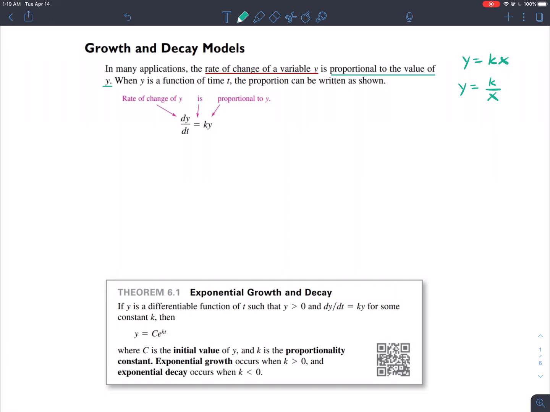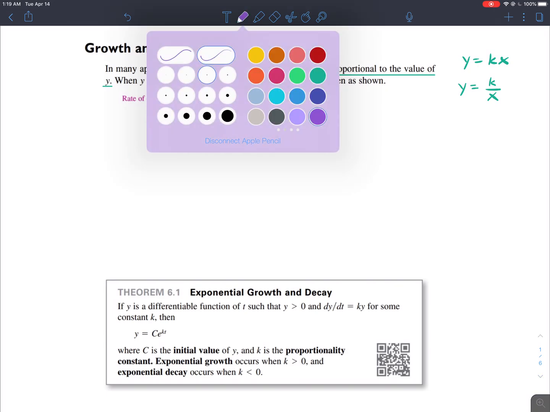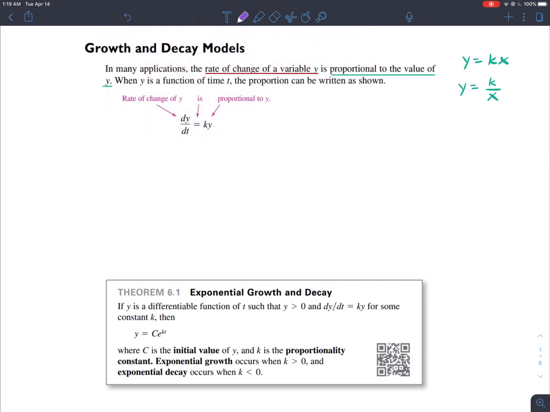If I separate the variables, I'm going to start by dividing by y on both sides, and then multiply by dt. That gives 1 over y dy equals k dt. Remember, k is a constant. We don't know what it is, but it's not changing. y is changing, and t is changing. Time is going on, and as time changes, y changes. So those are variables, but k we're going to treat as a constant.